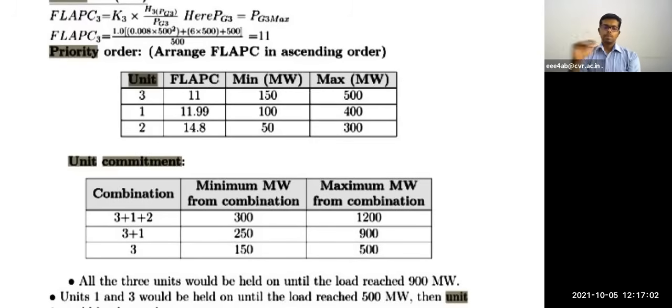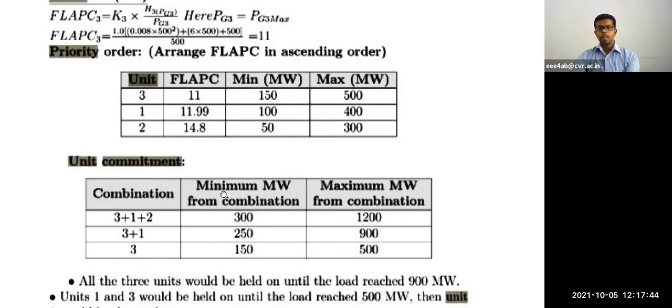So how to calculate this? How to formulate this combination? Already, based on the priority order rule, we have seen the algorithm itself. So based on the algorithm and the priority order, we need to formulate this combination. If you follow this priority order, we can easily frame this combination. So the first combination we can go for is 3 plus 1 plus 2, that is third generating plus first generating plus second generating unit.